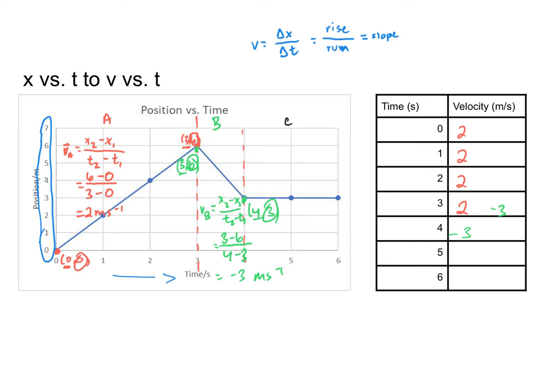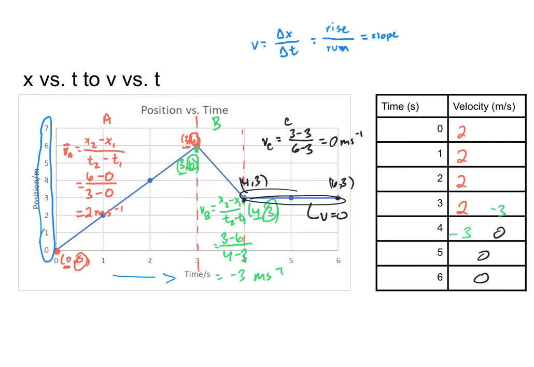Finally, for my last few seconds, I have an initial point of (4, 3) and a final point of (6, 3). So my velocity at C is going to be (3 minus 3) over (6 minus 3), x2 minus x1 over t2 minus t1, giving me a velocity of 0 meters per second. And in fact, you can recognize anytime you have a straight line like this, that means your velocity equals 0. So for 4, 5, and 6, I'm going to go ahead and write 0 into my table.